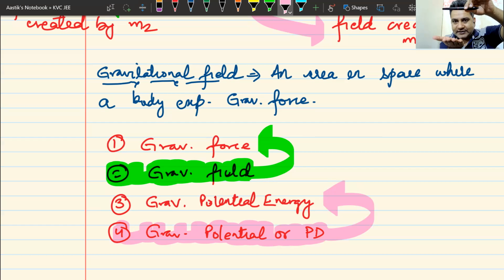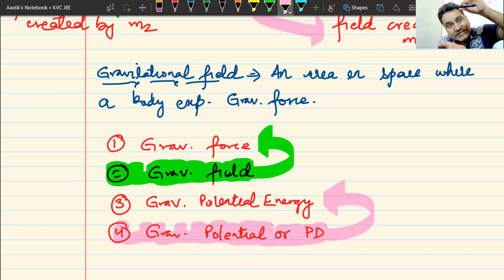Now I can understand it in this way: when it is falling, it is doing work, right? So when it is placed here, it has the capacity to do work, because when it is falling from here, it is doing work. Am I clear? Do we understand this? When it falls, because of gravitational force, it can do work.